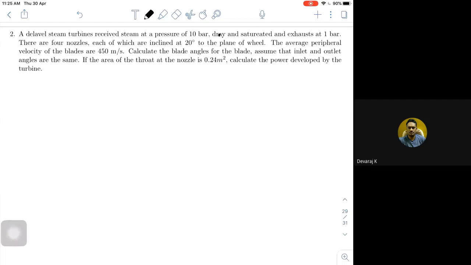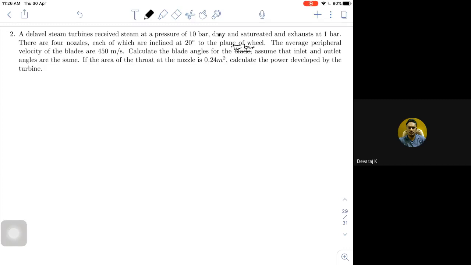There are 4 nozzles, each of which is inclined at 20 degrees to the plane of the wheel. Okay, so all the 4 nozzles are placed exactly at 90 degrees. That's the meaning of it. The average peripheral velocity of the blades is 450 meters per second. That is your U. Calculate the blade angles for the turbine.